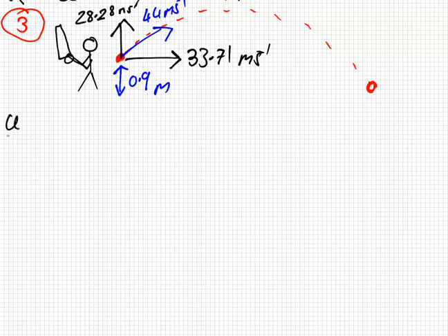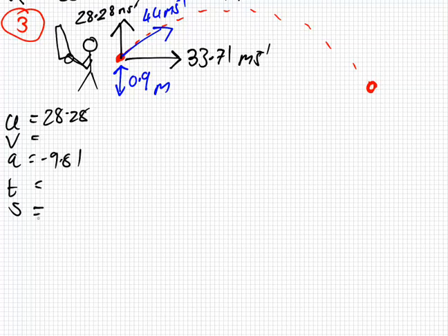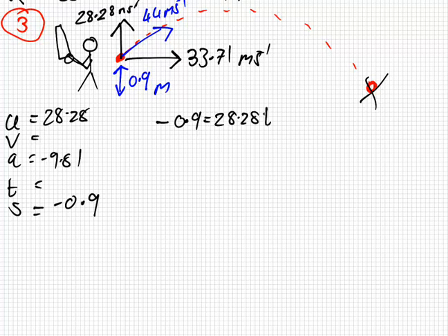So finally now we can get the range here. The range equals sx, which is ut plus a half at squared, but that part's zero. So it's just going to be 17.32 times 5.65. So you get 97.9 meters. The range.